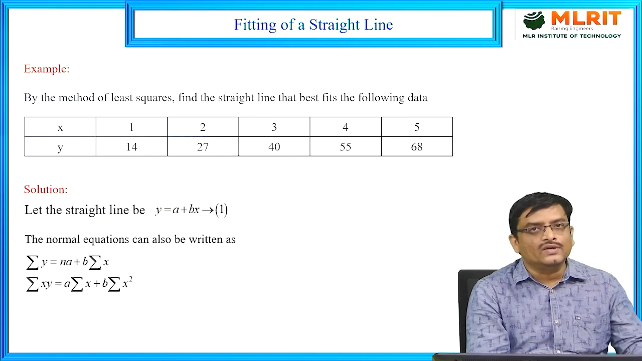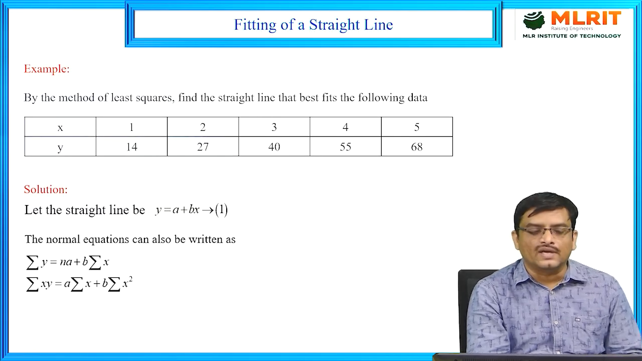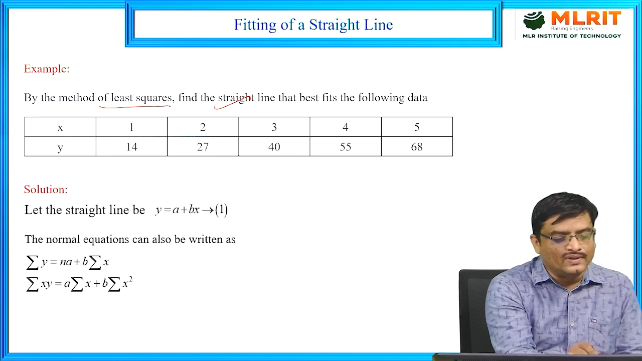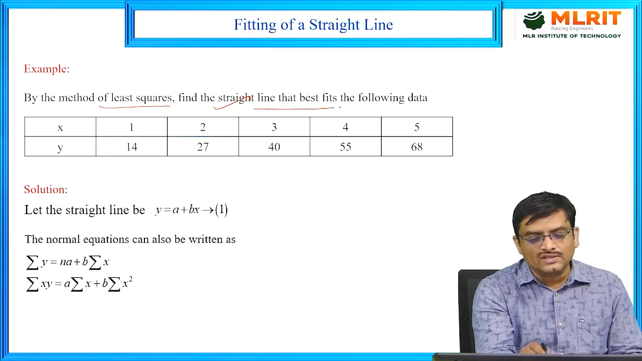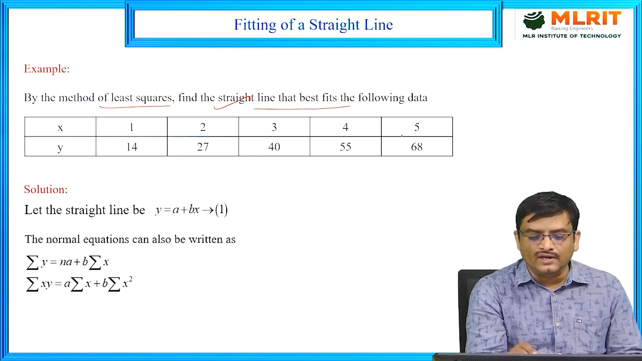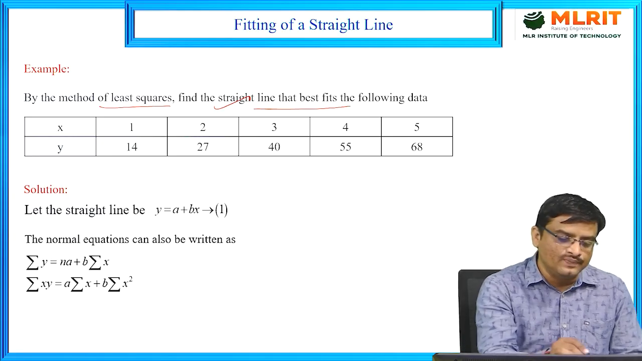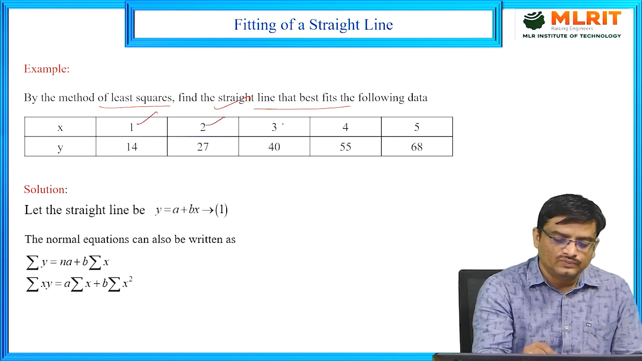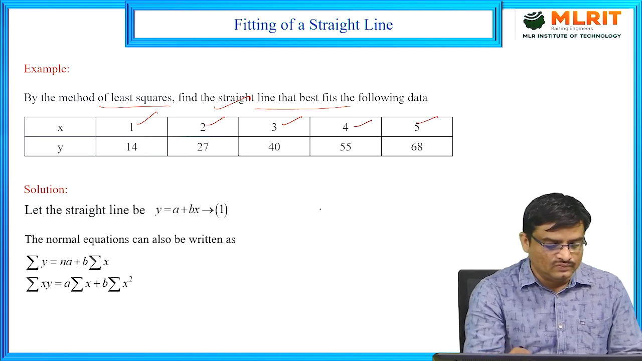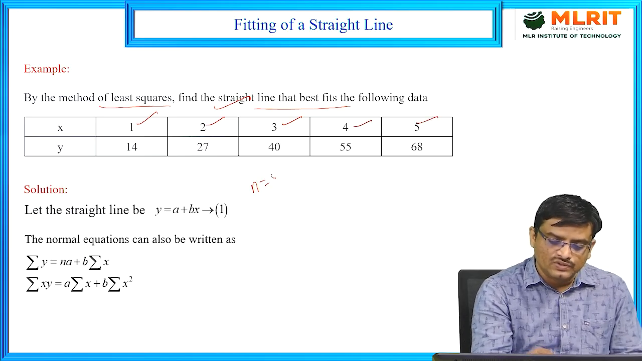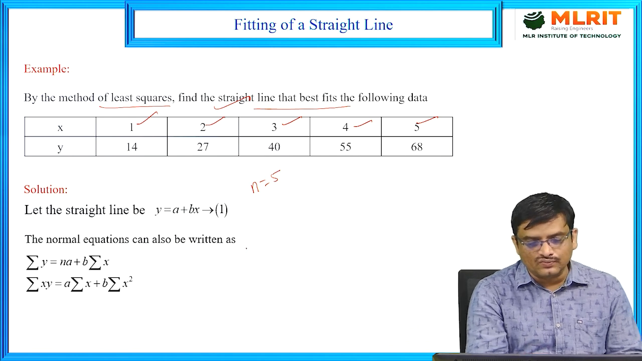Now let us take one example for the fitting of a straight line. This is the data given, and I want to apply the method of least squares and find the best fit straight line for the following data. First, count the number of observations given in the table. This is 1, 2, 3, 4, 5. So the number of observations, represented with small n, is equal to 5.